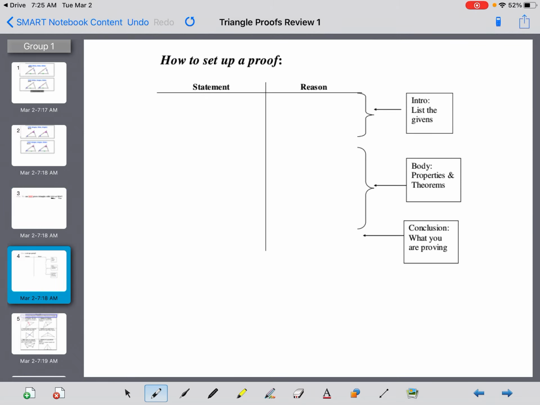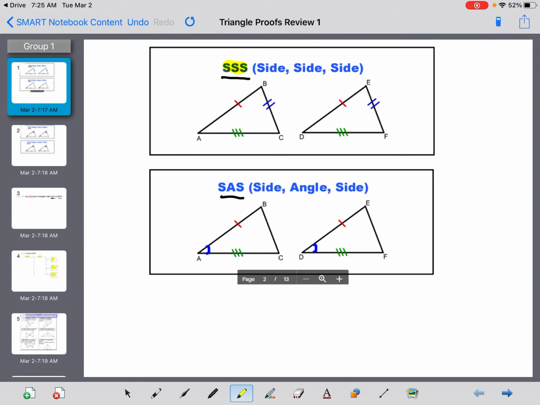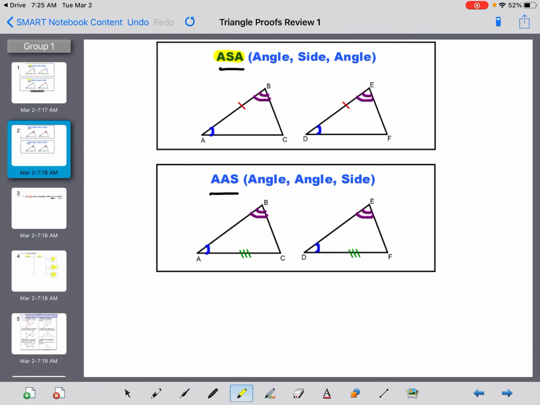When it comes to setting up your proofs, you have your statement column on the left-hand side, and you have your reason on the other side. Your intro is usually listing your givens. Then your body is usually the properties and the theorems that we know to help prove the missing angles and sides. And then your conclusion, especially in this chapter, is going to be saying that those two triangles are congruent by either side, side, side, side, angle, side, angle, side, angle, or angle, angle, side.